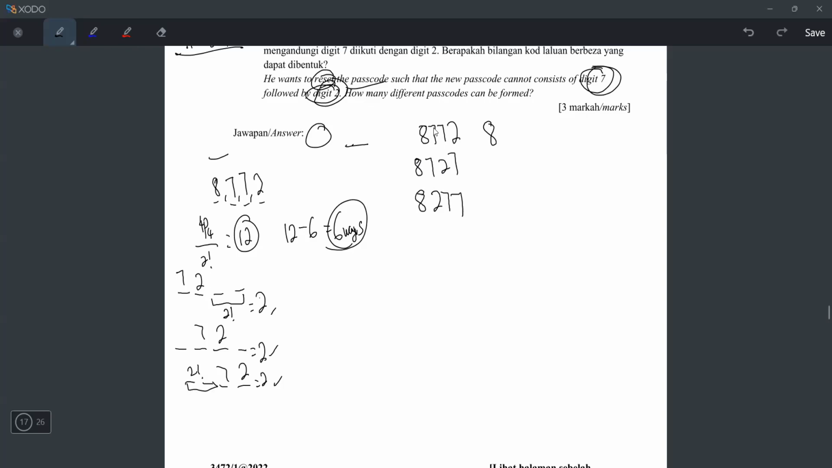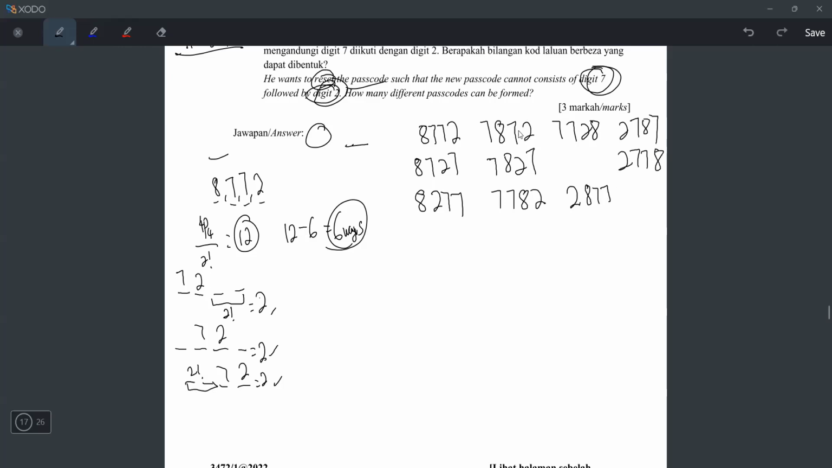Then we have 8727 already. Okay, start with 7, right? It can also be 7872, or 7827, or 7782, or 7728. Or start with 2. So 2877, 2787, 2778.